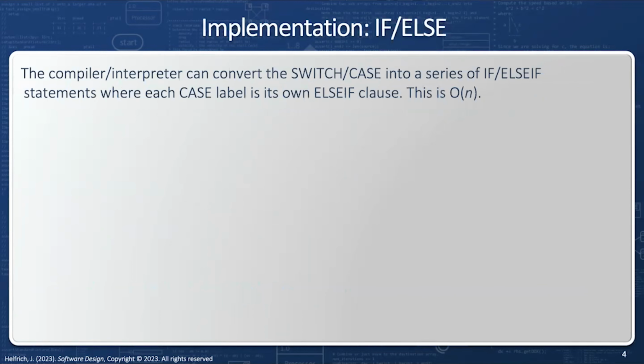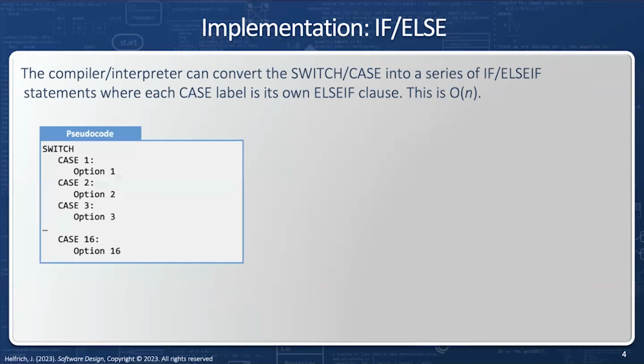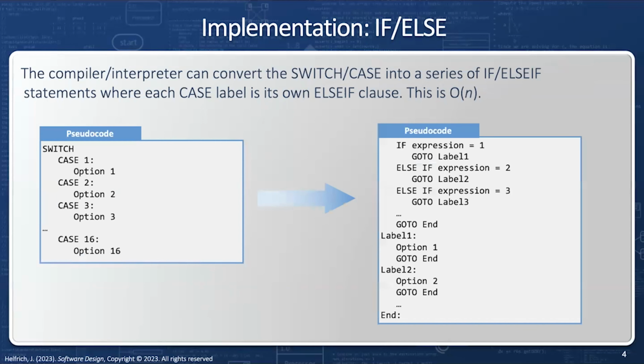The compiler interpreter can convert a switch case statement to a series of if-else statements, where each case label is its own if-else clause. So for an example, if I say switch case 1, case 2, case 3, all the way up to case 16, the compiler could turn this into an if, else if, where if an if statement is true, it's going to jump to a given go-to label. This is O sub n.